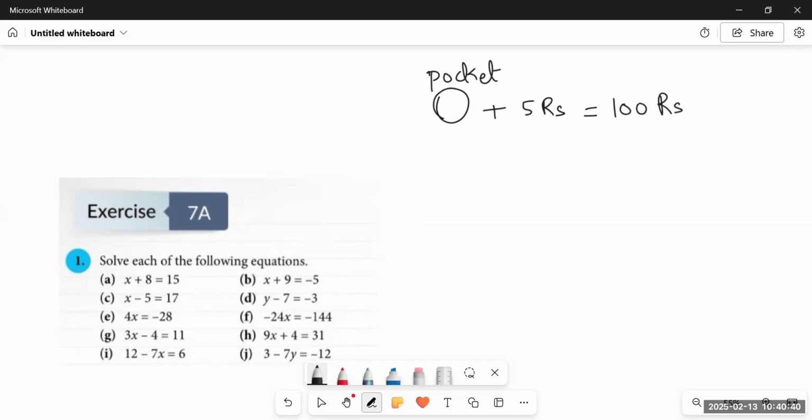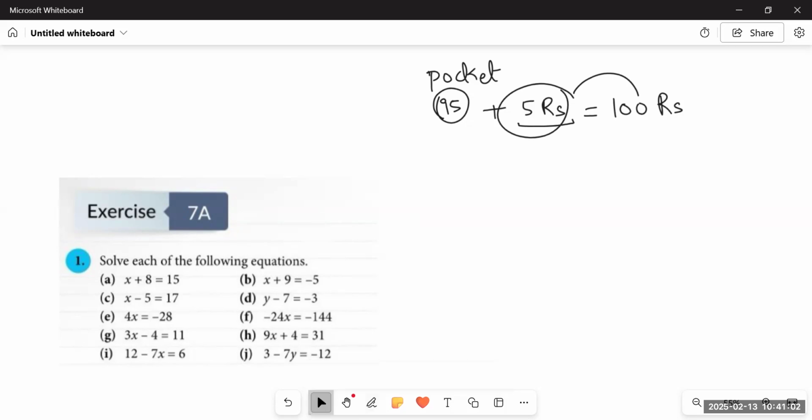So if I want to find out how much money was there inside my pocket before putting in this 5 rupees, how will I find it? I will simply subtract this 5 from 100 rupees. So I'll come to know that earlier I had 95 rupees in my pocket. This is the basic concept of algebraic equations.